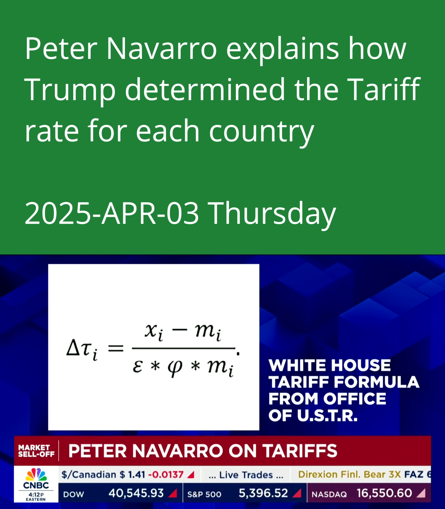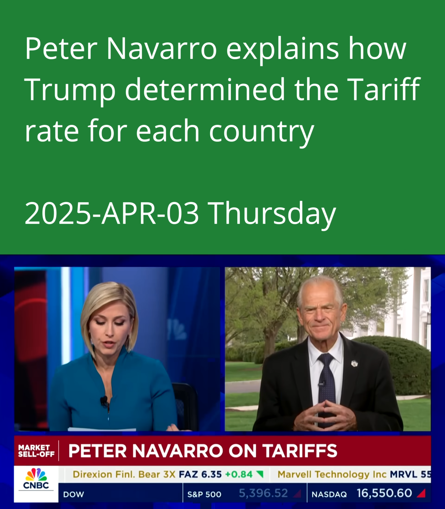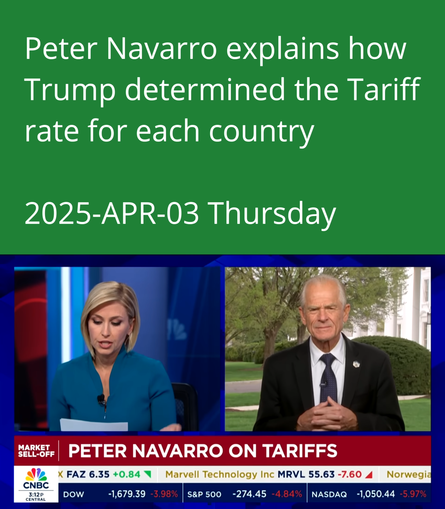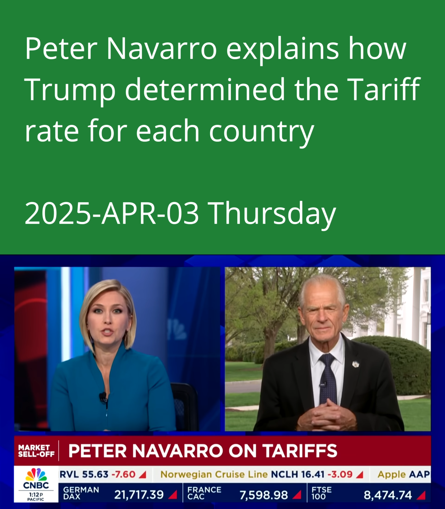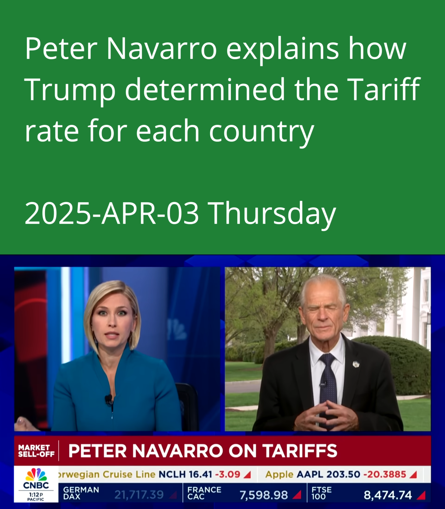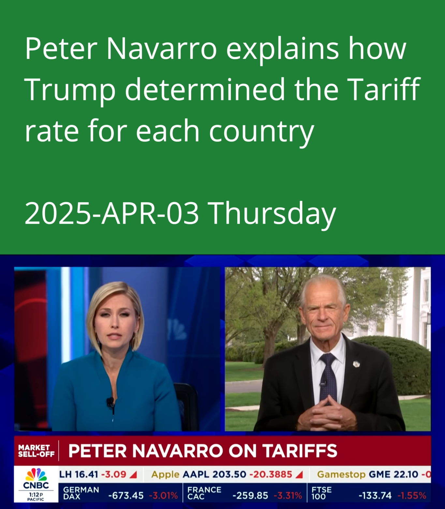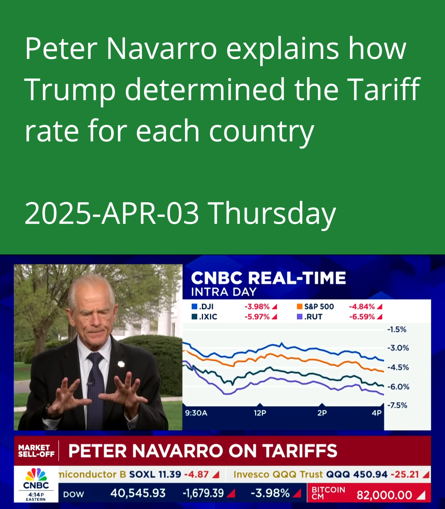They say that it looks like the administration took the trade deficit for the U.S. in goods with a particular country, divided that by the total goods imports from that country, and then took that number and divided it by 2 to get to what the U.S. plans to implement on these 60 different countries. Is that the case? Here's the thing.